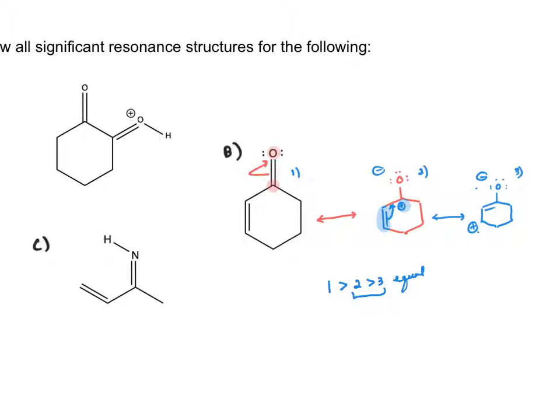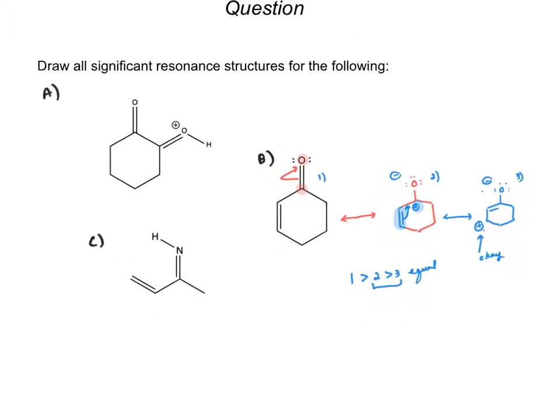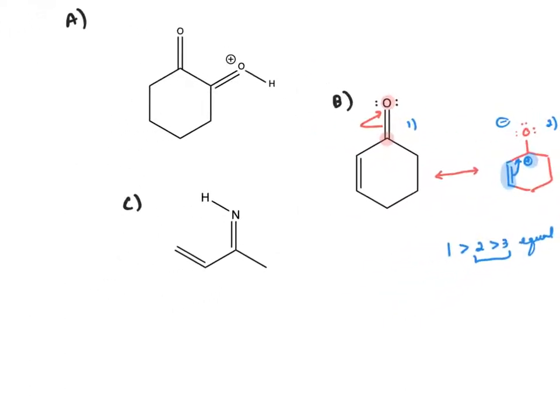Okay, so it is okay that carbon doesn't have an octet. That is okay for all of our resonance structures. Structures with carbon lacking an octet are still going to contribute overall to the structure. They will still be significant resonance structures. Okay, so I'm going to move on to C.